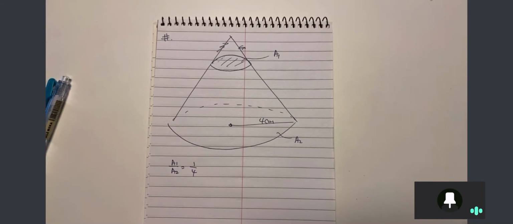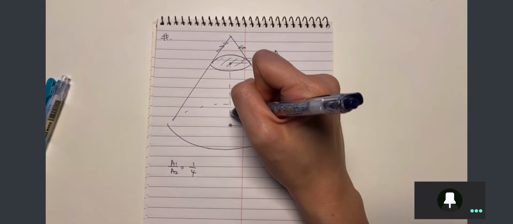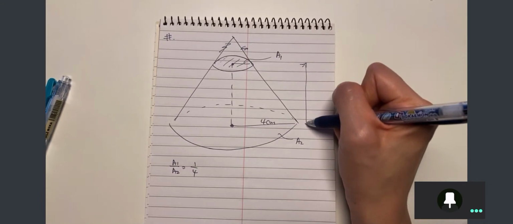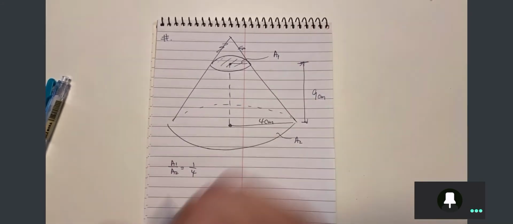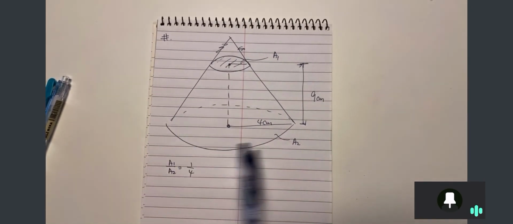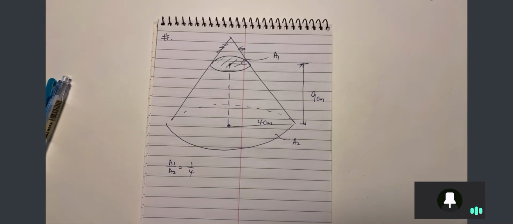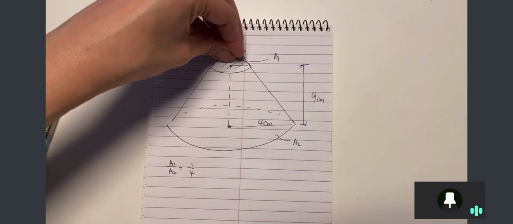And then the height of the frustum is 9 cm. That means the height here is 9 cm. Find the volume of the frustum. That means you need to find the volume of the big circular cone, and then you need to find the volume of the small cut off cone.